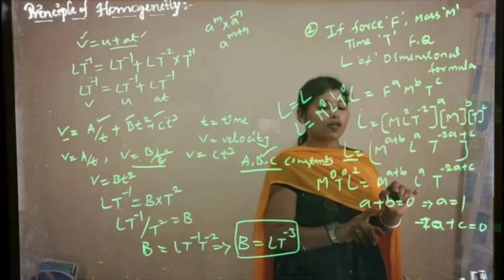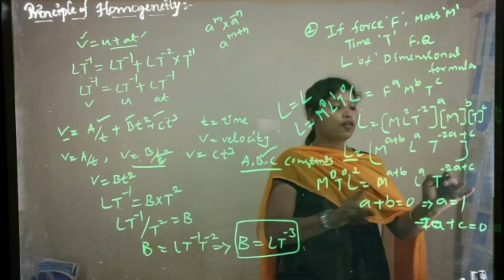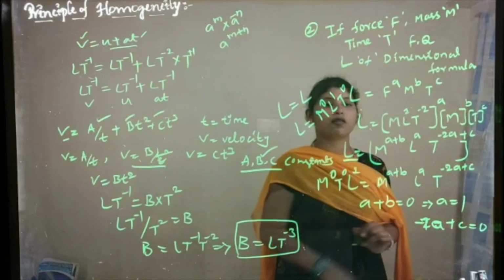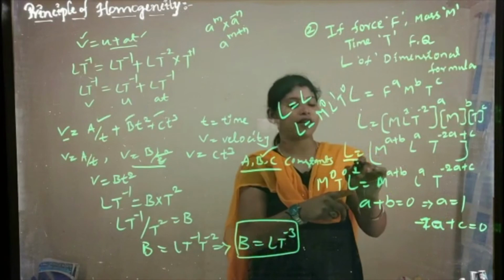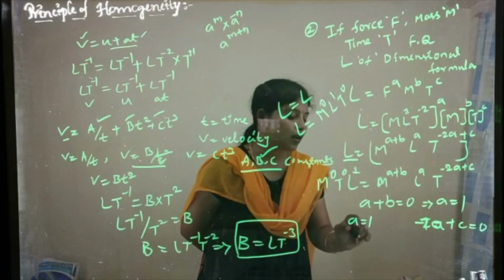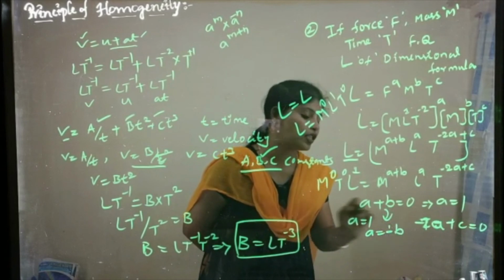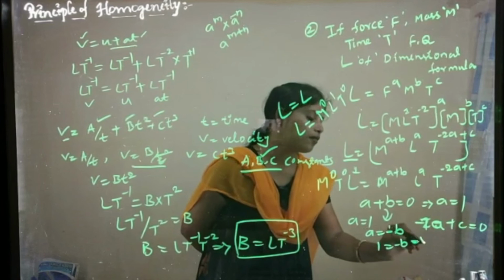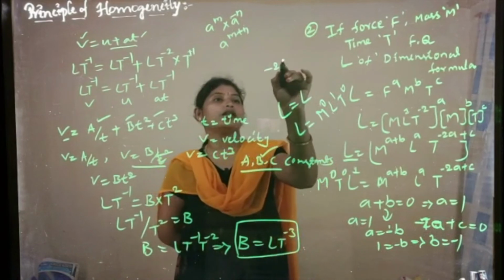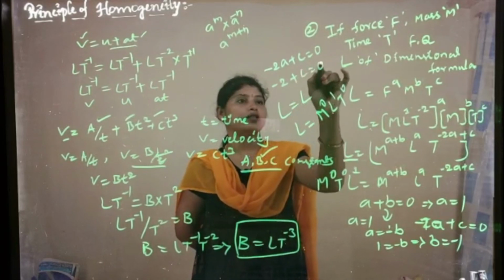So M power a plus b gives a plus b equals 0, and T power minus 2a plus c equals 0 on equating the powers. Here L power a equals L power 1, so a equals 1. From a plus b equals 0, a equals minus b, so 1 equals minus b, and b equals minus 1. From minus 2a plus c equals 0, minus 2 into 1 plus c equals 0, so c equals 2.